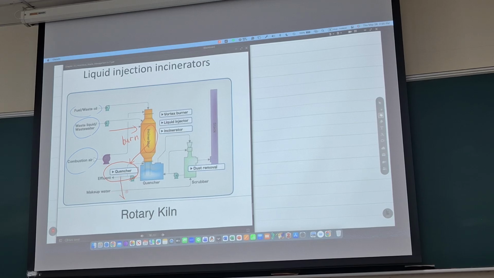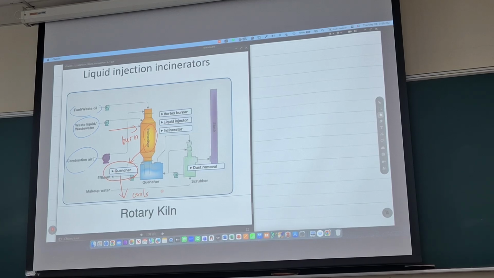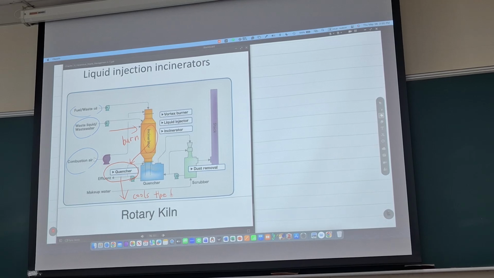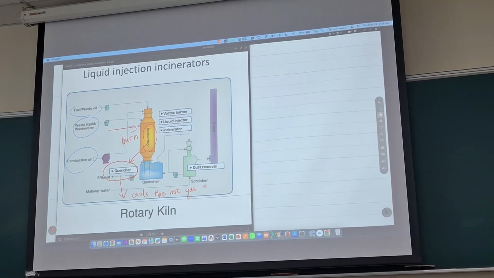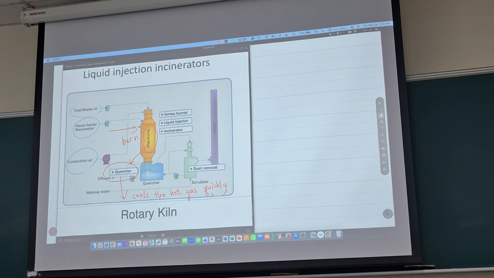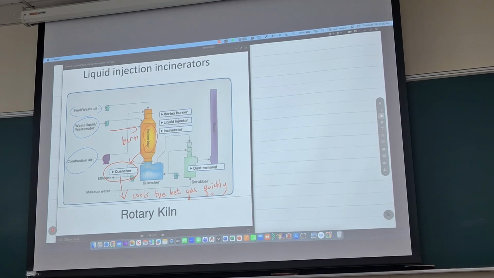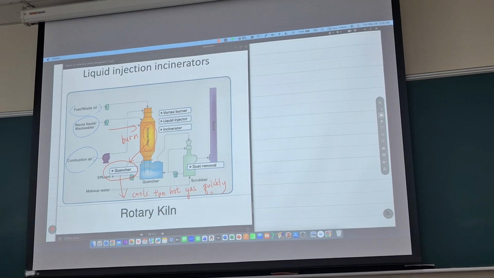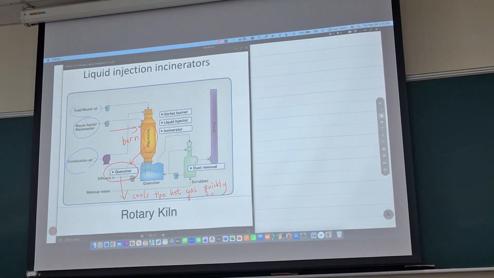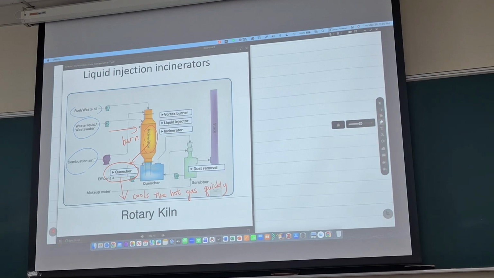The purpose of the quencher is to cool the hot gas quickly. So liquid enters the incinerator, and after that goes to the quencher. The purpose of the quencher is to cool the hot gas quickly. So after the quencher, it goes to the scrubbers.